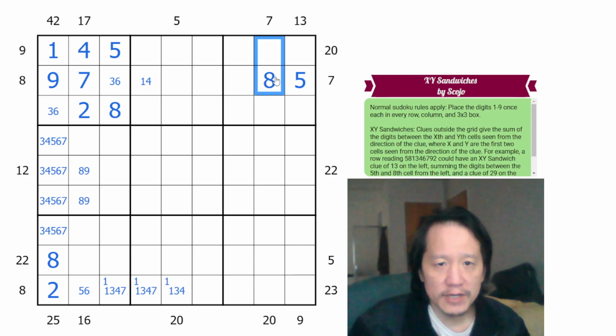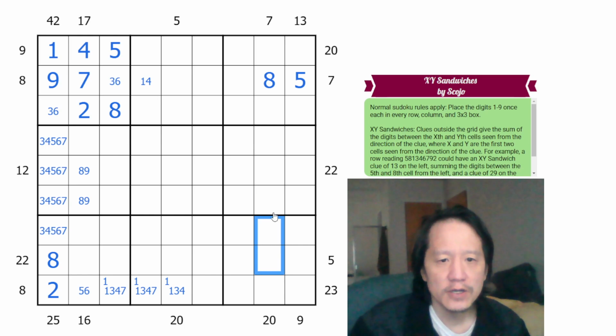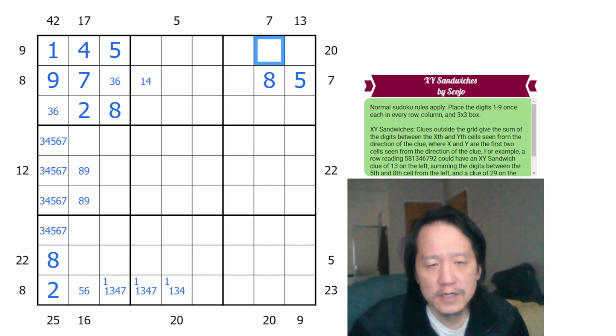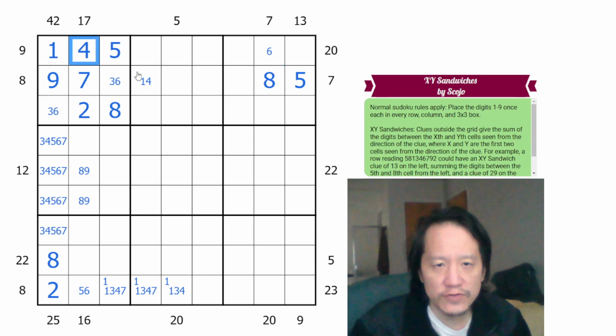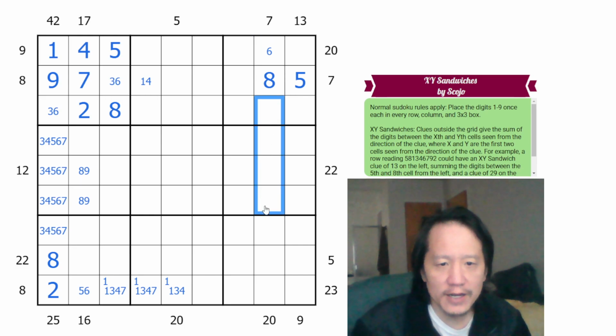Okay, this cannot be 9 and 8 because there would be 0 digits there, so it would sum to 0. Can't be 8 and 7, same problem. It could be 8 and 6. It cannot be 8 and 5 because there's a 5 here. It cannot be 8 and 4 because there's a 4 here. And it can't be 8 and 3 because what would add up between 8 and 3 is 4 digits, which doesn't add up to 7.